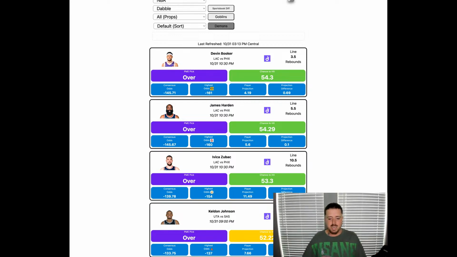My lock of the day is Gary Trent over 1.5 threes made. How you feeling about it? Gary Trent. Let me see where his threes made are.